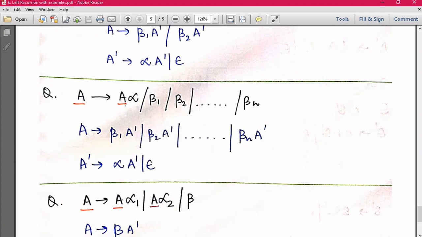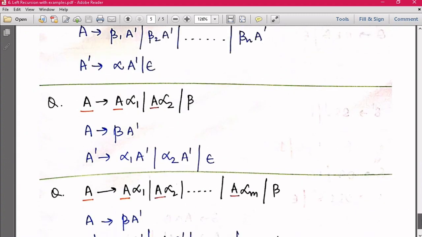Then I can write this. You know that only this is having left recursion that I have highlighted here. So, and these productions are not having left recursion. So I can write A will produce beta 1 A dash, beta 2 A dash till beta n A dash. And A dash will produce what? Alpha and A dash and then epsilon.